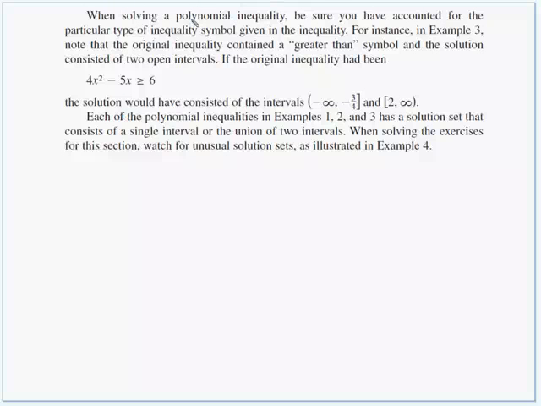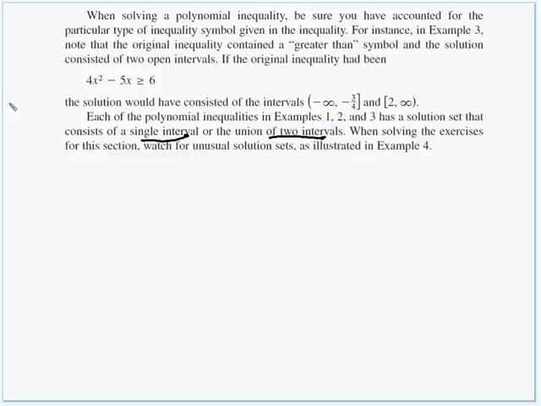When solving a polynomial inequality, be sure you've accounted for the particular type of inequality symbol given in the inequality. For example, in example 3, note that the original inequality contained a greater than symbol, and the solution consisted of 2 open intervals. If the original inequality had been greater than or equal to, the solution set would have consisted of these intervals.